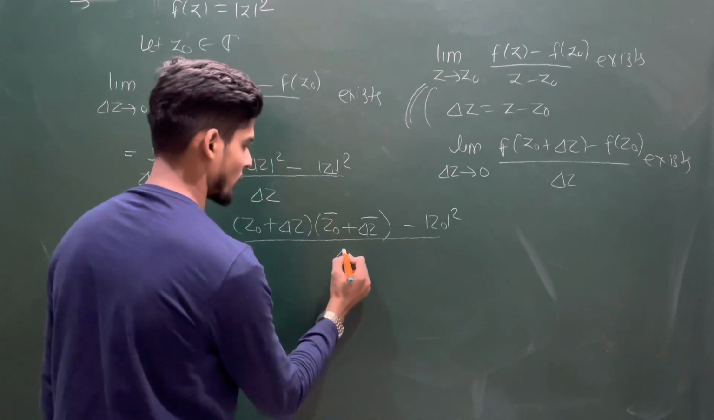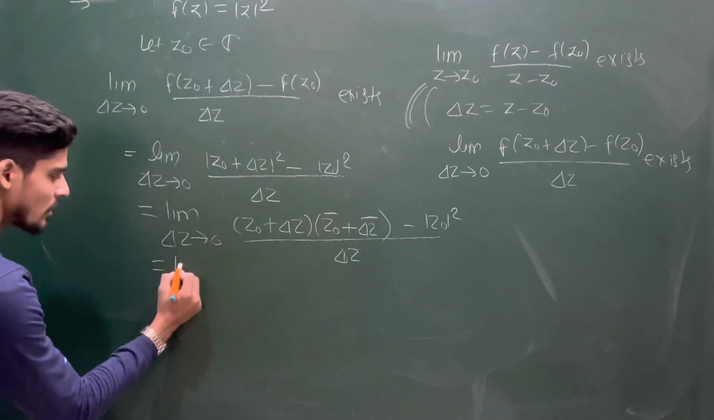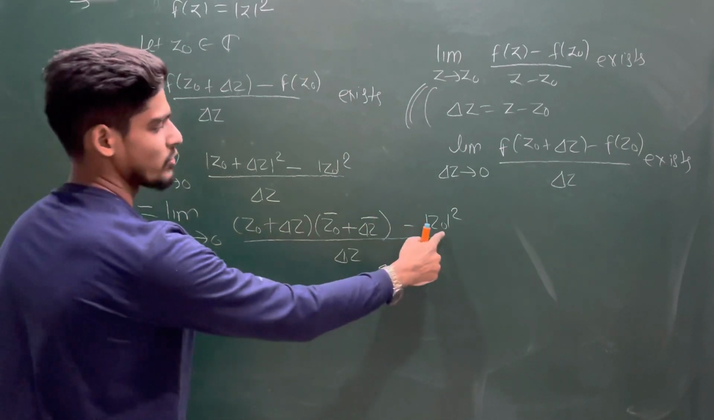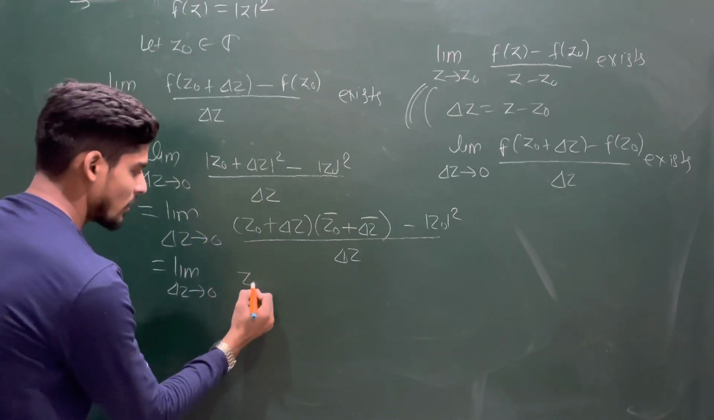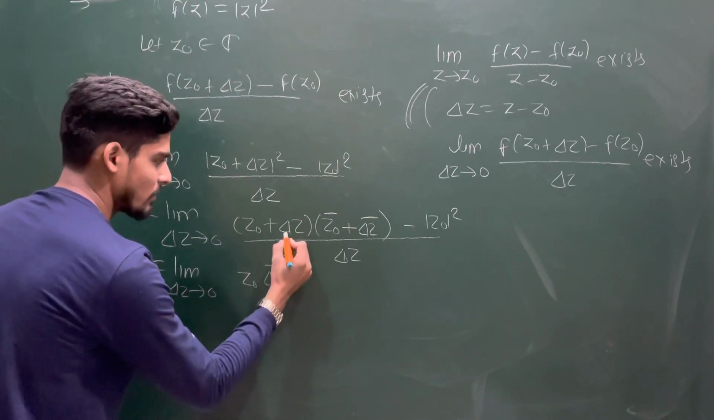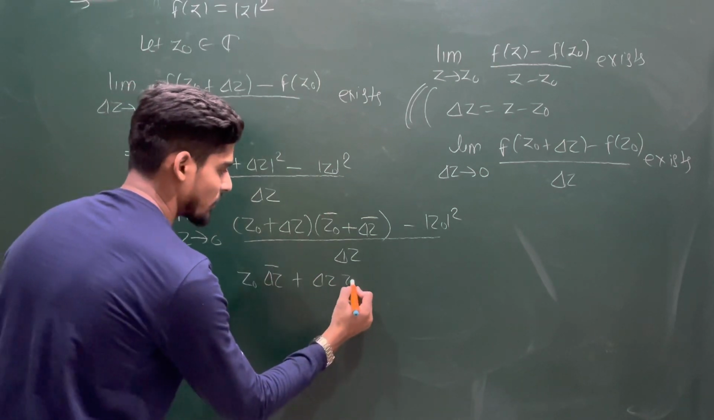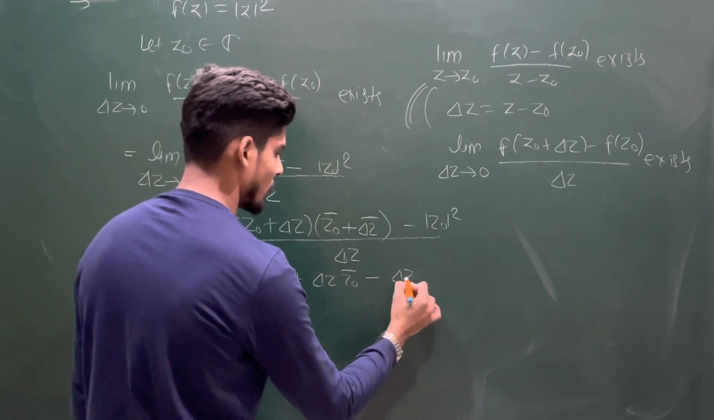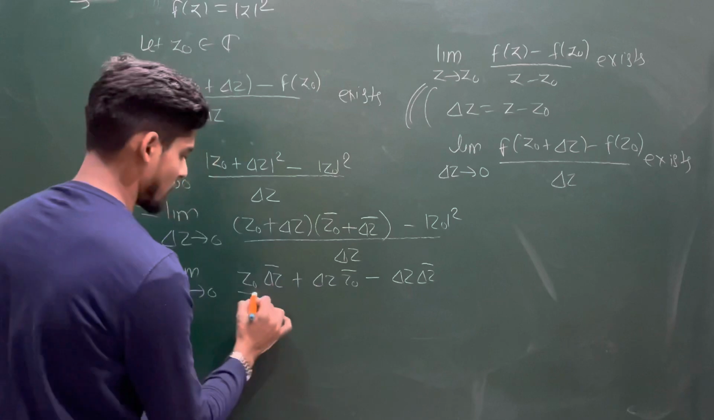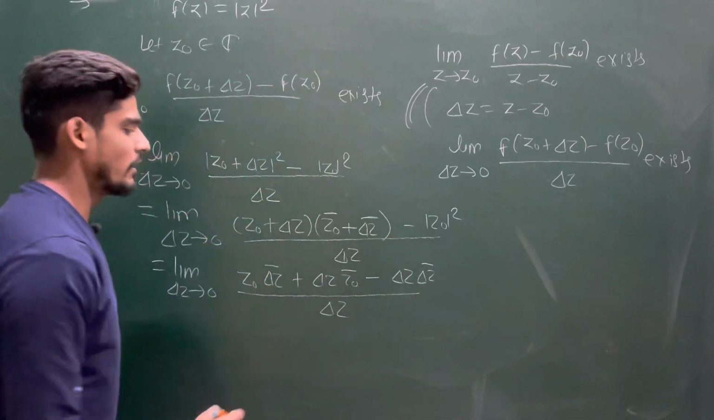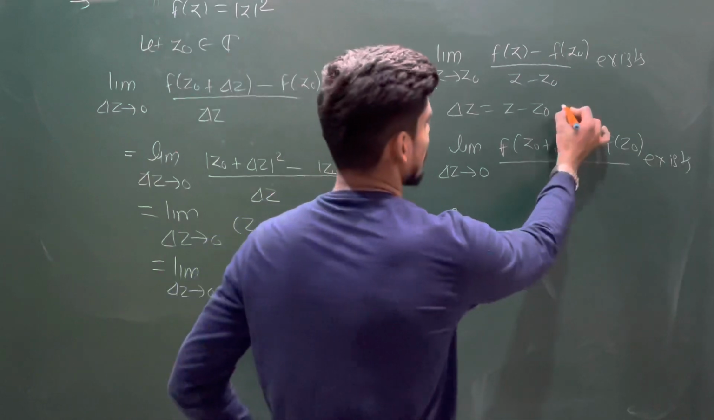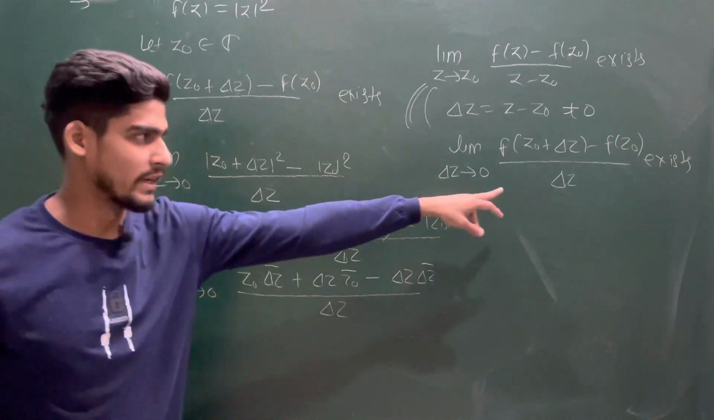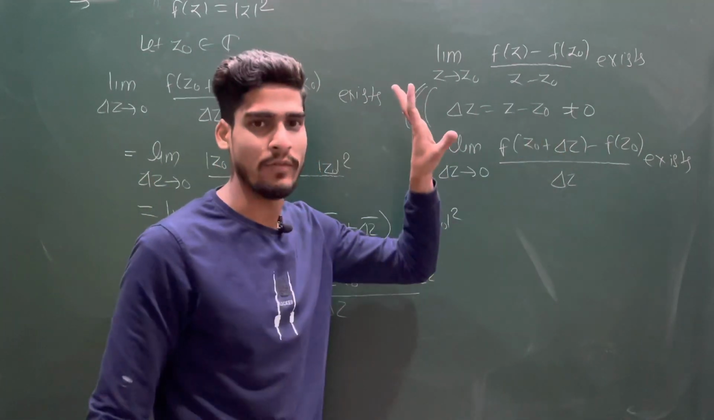So what you are going to get? The limit as del z approaches 0, this will give you mod z naught square, but mod z naught square will get cancelled out with this. So I will have z naught del z bar plus del z z naught bar plus del z del z bar. And also for defining this, you need one more thing: del z should not be 0. If it is 0, there is no meaning to define this, because this function will not be defined.